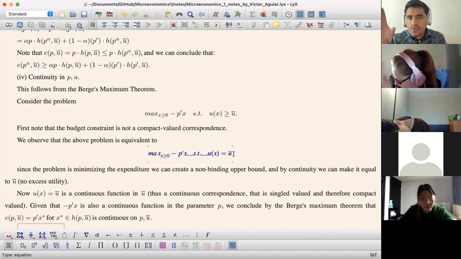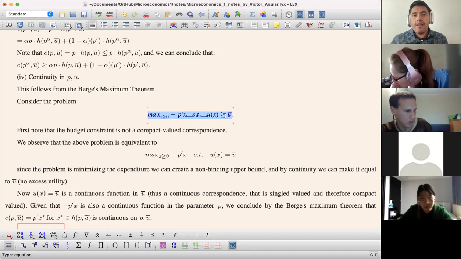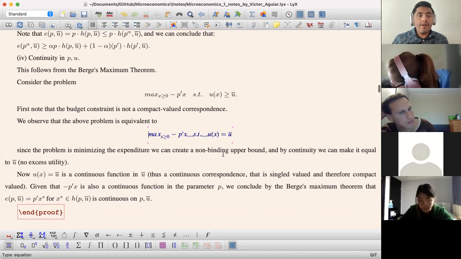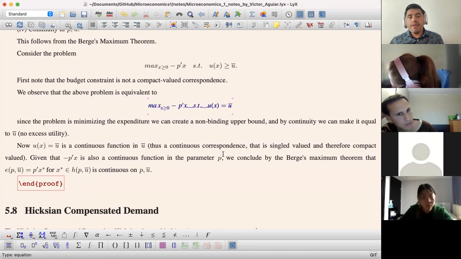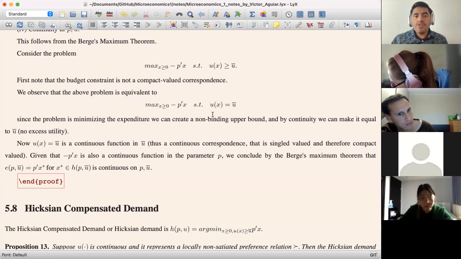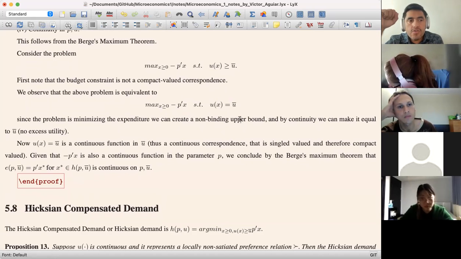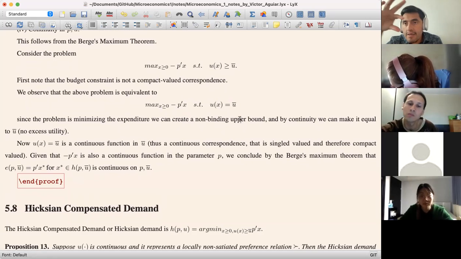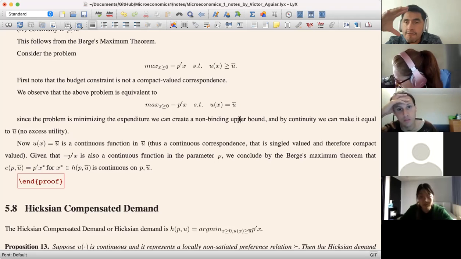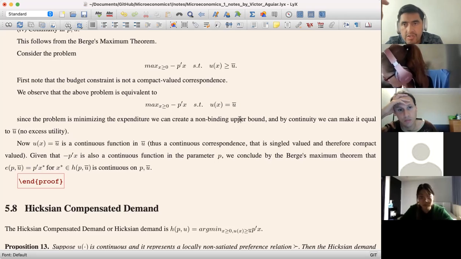It's not a budget constraint here, it's just a constraint, right? So instead of the weak inequality, you are going to have the equality. In that particular case, remember that we can do this because, minimizing the expenditure, we can create a non-binding upper bound, and by continuity, we can make it equal to u bar. So this is called no excess utility. Essentially, the last part of the proof is showing that you have to consume at the limit, so it's equal to u bar, and that will allow me to create a compactified constraint, which will allow me to apply Berge's theorem. So this is a little bit of playing with math to show that the utility is continuous in P and U.